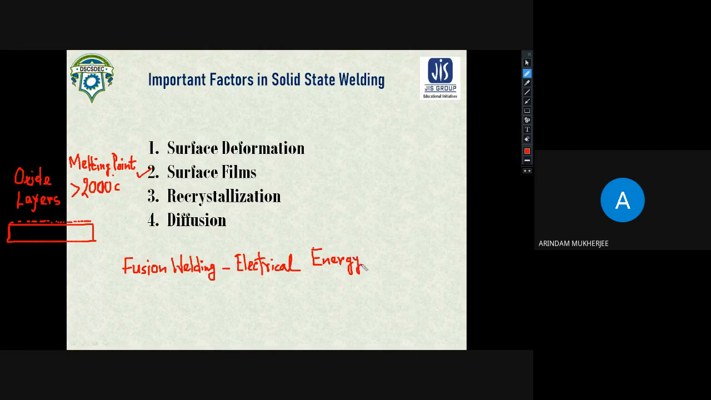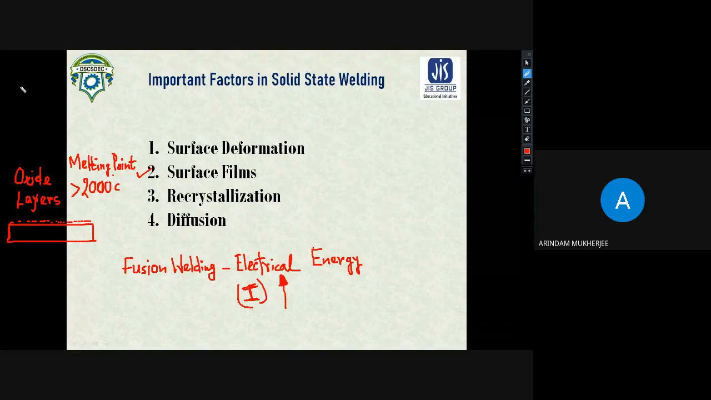In the case of fusion welding, electrical energy, or electricity, the I, is the source of heating. So when there are oxide layers distributed over the surface, this I is getting increased. The amount of current which needs to be supplied is increased. That means more power consumption, which means less profit. Your total cost of welding is getting increased.